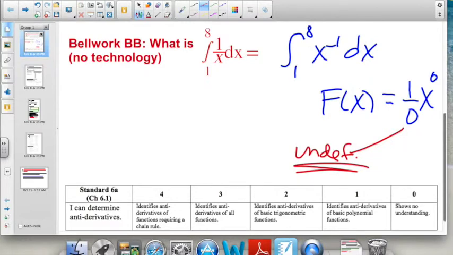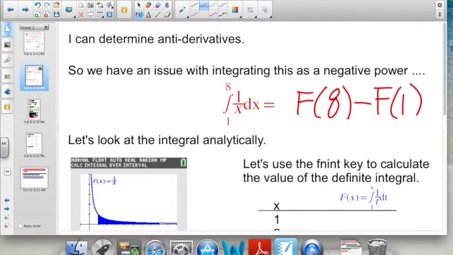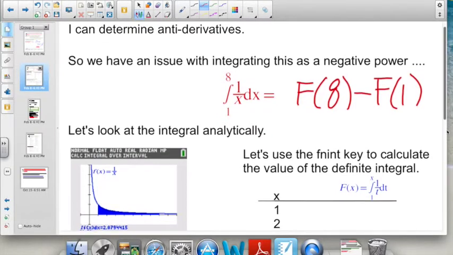Which means we need to figure out what this is from a numerical standpoint. Kind of like we did when I asked you what the derivative of sine was, and we had no idea. So I said, let's graph the derivative values. Remember that? Okay. So what I want you to do is we know we need some antiderivative evaluated at 8. And we know we need some antiderivative evaluated at 1. We just don't know what that antiderivative is.